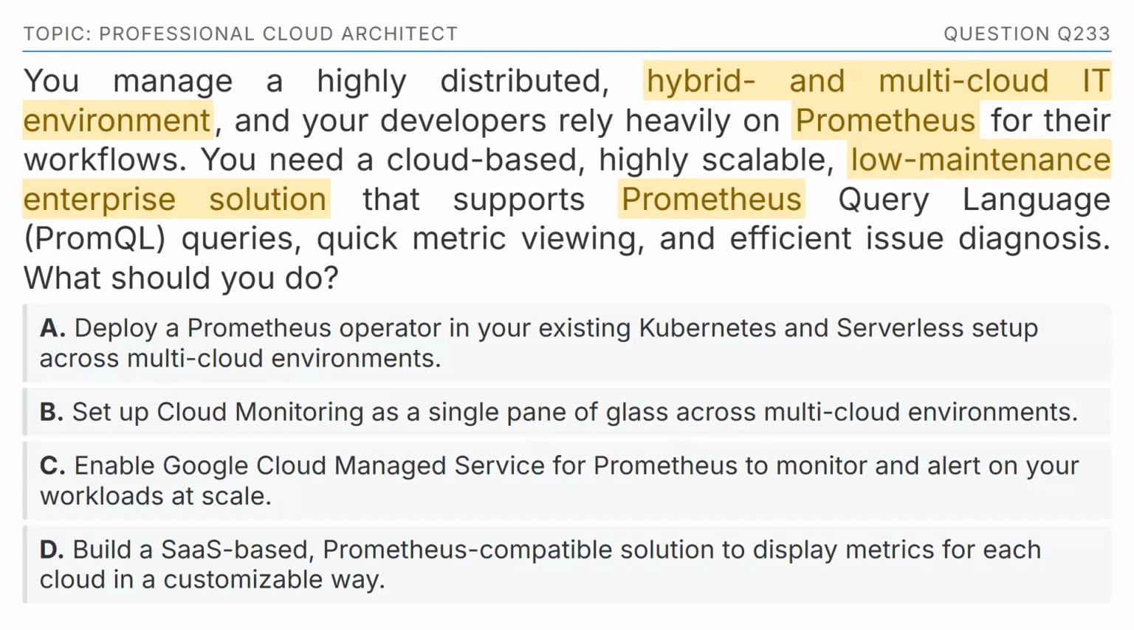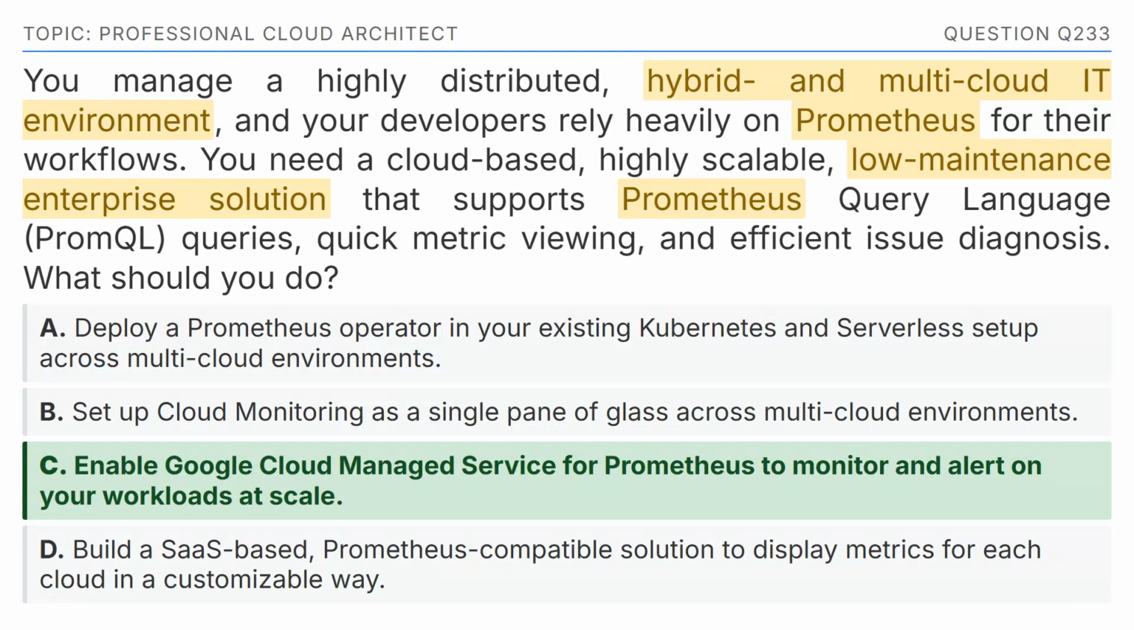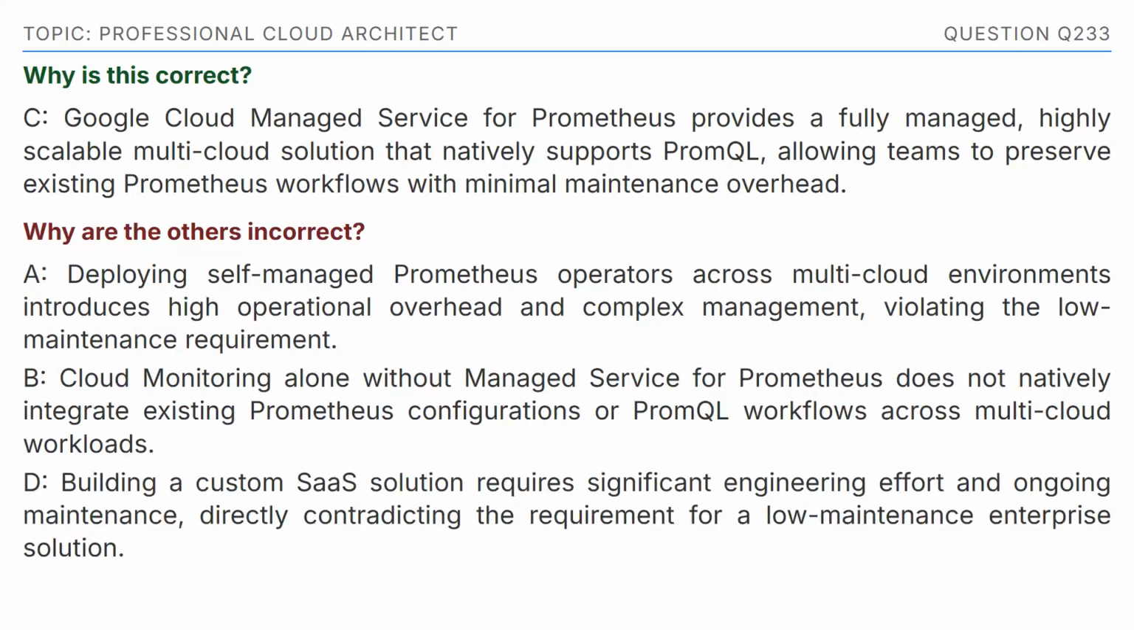To arrive at the correct answer, we focus on the keywords: hybrid and multi-cloud IT environment, Prometheus, low-maintenance enterprise solution, Prometheus query language, PromQL. The correct answer is option C. Enable Google Cloud Managed Service for Prometheus to monitor and alert on your workloads at scale. Why is this correct? C. Google Cloud Managed Service for Prometheus provides a fully managed, highly scalable multi-cloud solution that natively supports PromQL, allowing teams to preserve existing Prometheus workflows with minimal maintenance overhead.